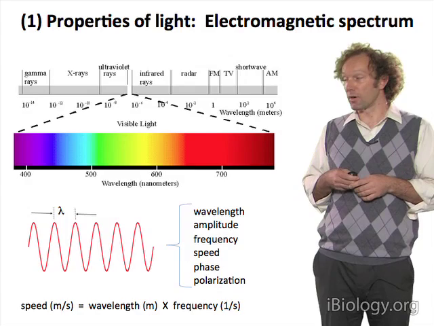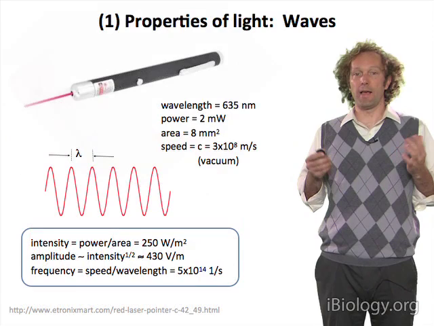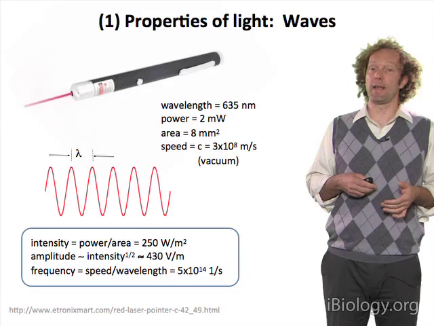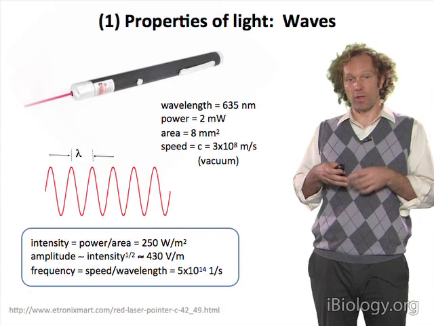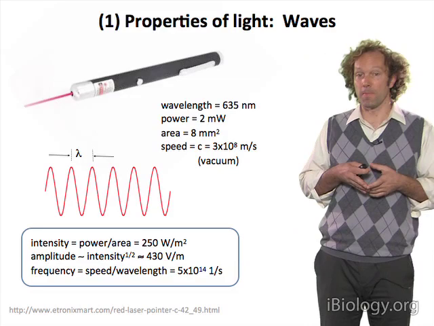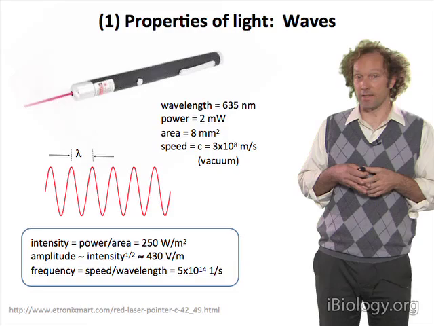So let's give a practical example. Most people have had to work with laser pointers before. So let's take a typical laser pointer that has a wavelength of about 635 nanometers. And you can read on most laser pointers what their power is. Let's take one that has 2 milliwatts of power. If you measure the area of the beam coming out, that's one more property of this laser pointer. And then let's take something that other people have measured, and that is the speed of light.